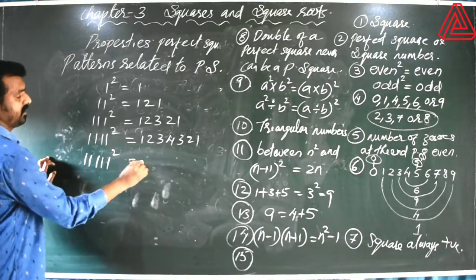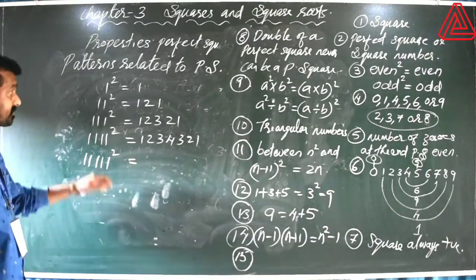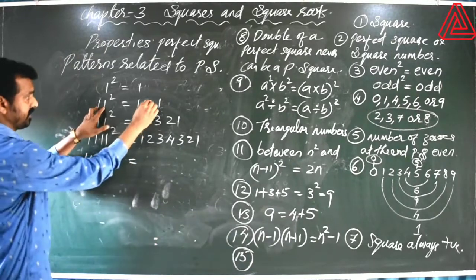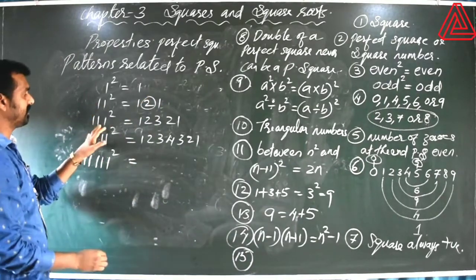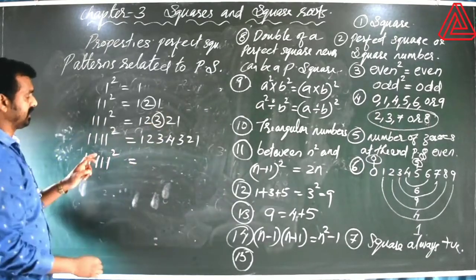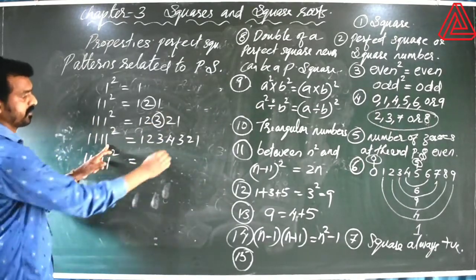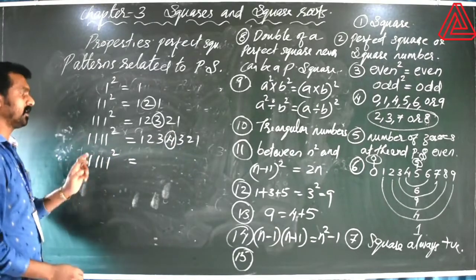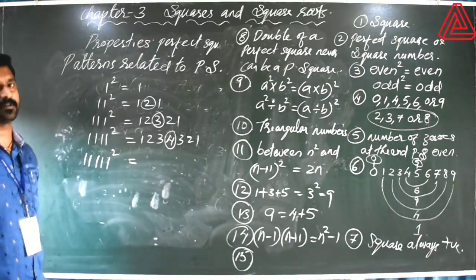11,111 square. Can you write that? 2 ones are there in the middle, 2. 3 ones are there, 1, 2, 3. 3 ones are there in the middle, 3. 1, 2, 3, 4. 4 ones are there in the middle, 4. Now you know multiplying these numbers, directly we can write the answer.